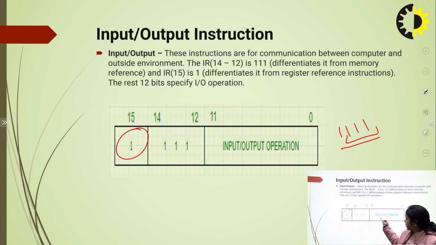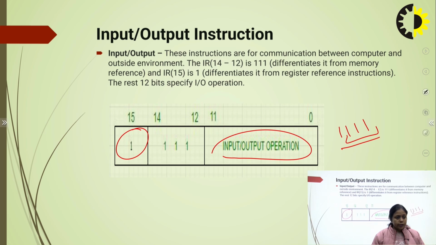Input output instruction means, for example, if you want to take the input from the user, so if you are connecting any input output device to the CPU, then this instruction will be executed. For example, you want to take the input from the keyboard. So if we execute the instruction, then the system will be connected to a particular input device, and it will give the address of the input device. So in this case we will have input output operation, or input output address will be there.